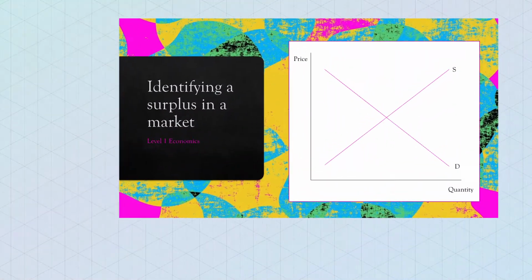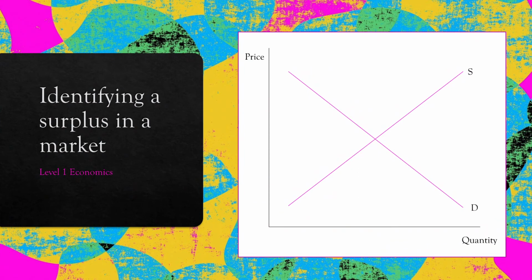In this video we're going to look at market equilibrium and how a surplus is calculated and how equilibrium is restored. So to identify a surplus in a market, we need to first understand our supply and demand curves.